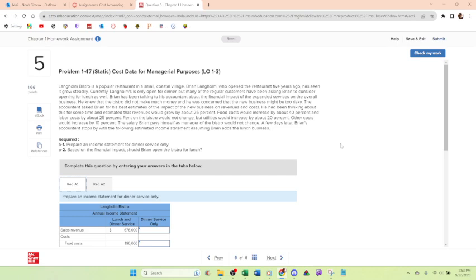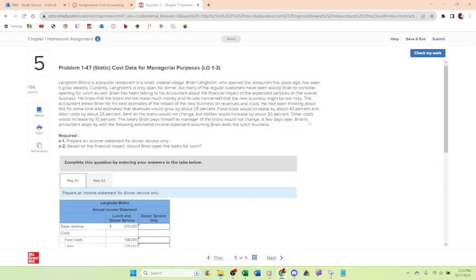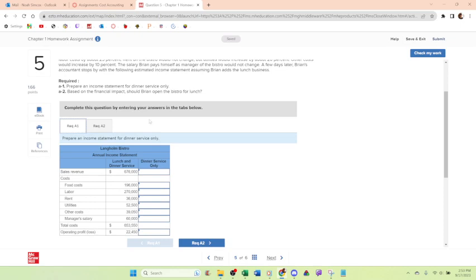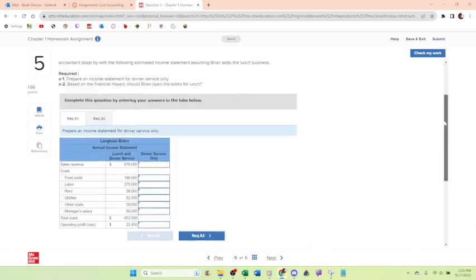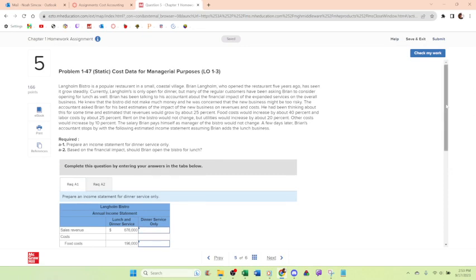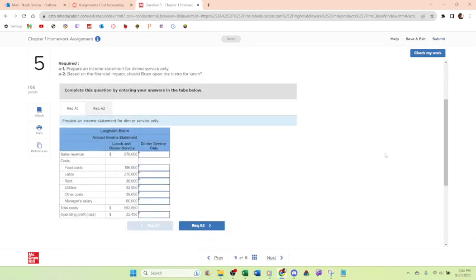Where is the income statement? Hello? Where is it? Oh, I'm an idiot. I just didn't scroll down. I was like, where is it? I can't see it. Oh, all I had to do was scroll down. Wow. Oh, that was funny.